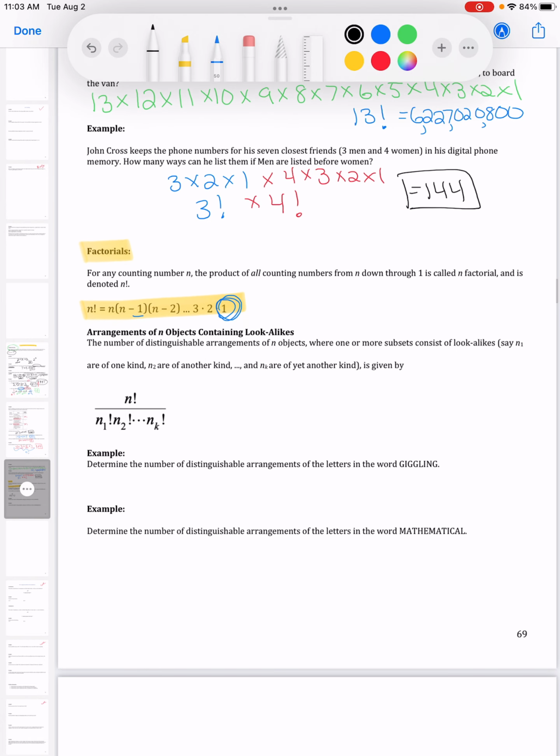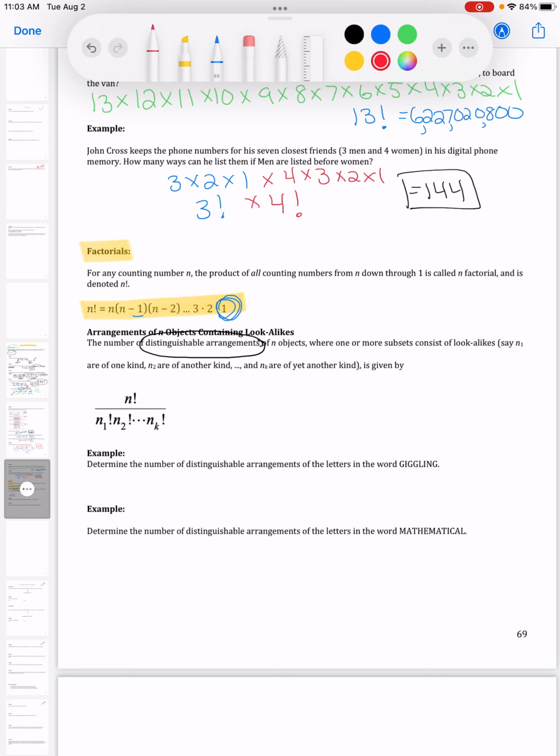Then we've got that definition of factorials. Now we use this definition of factorials in what we call arrangement of objects that look alike, or look-alike objects. They're also called distinguishable arrangements. So a lot of times you'll see this word distinguishable arrangements. And this comes up a lot with letters. If you think about Scrabble or Words with Friends, all the G's look the same. So if you were to switch the G's around, you would still have the same word. So we say they're lookalikes, or we cannot distinguish one G from another G. They're all the same. So that's why we have this little formula here.